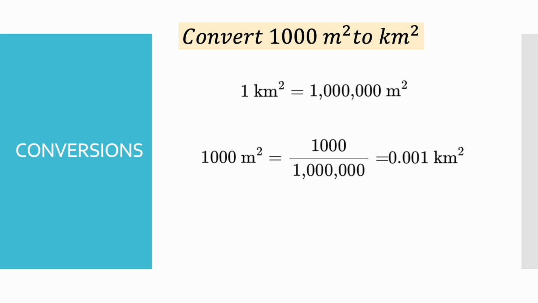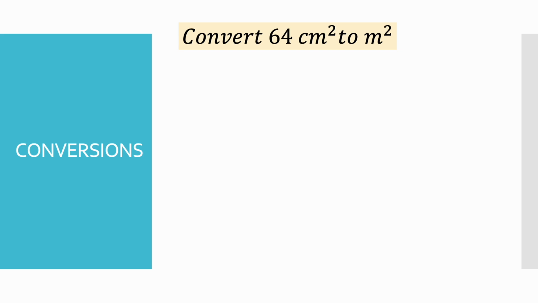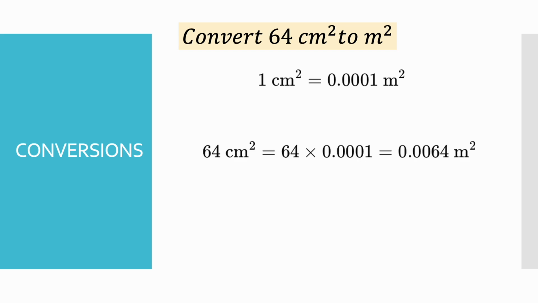So, when going from a smaller unit to a bigger one, we divide. Let's convert 64 square centimeters into square meters. We know that 1 centimeter square is 0.0001 meter square. So to convert 64 centimeter square, we multiply 64 by 0.0001 and the answer will be 0.0064 meter square. So this is the area in square meters.